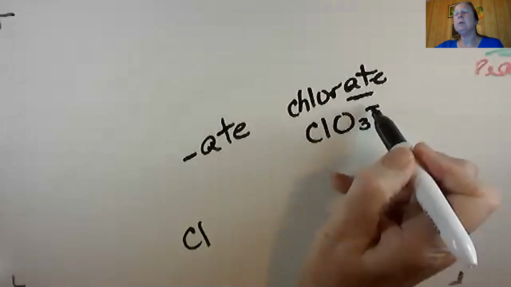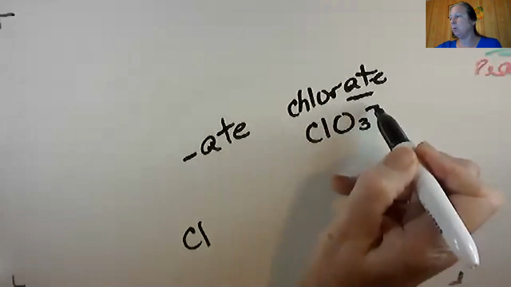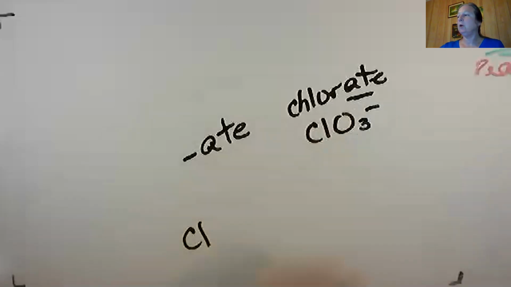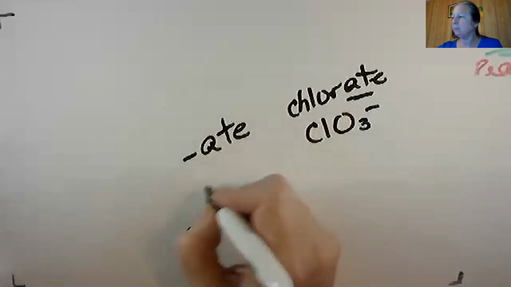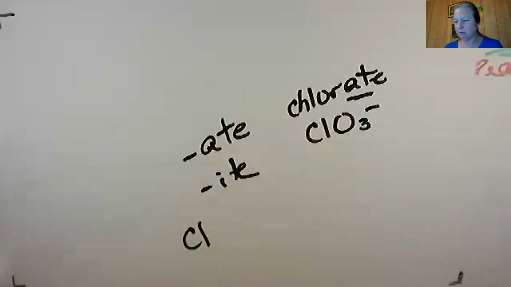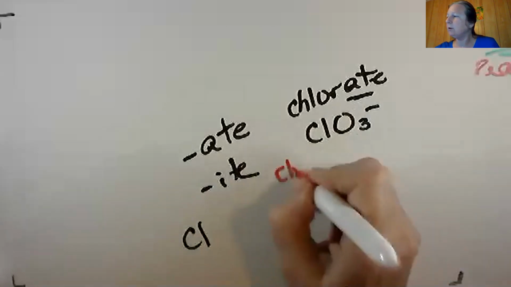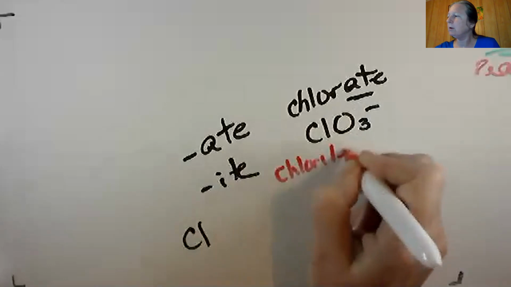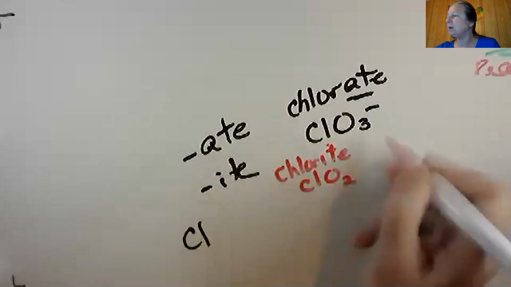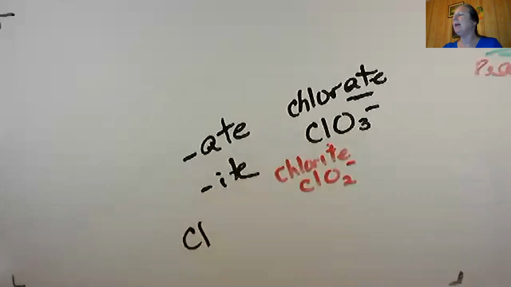The number of the charge is not going to change as you go up and down this. The only thing that changes is your number of oxygens. So if you lose an oxygen, you go to ite. So that's chlorite. And what have I done? I've lost 1 oxygen. I had 3 there. I now have 2. Everything else is the same.